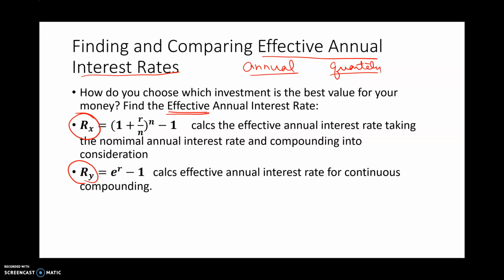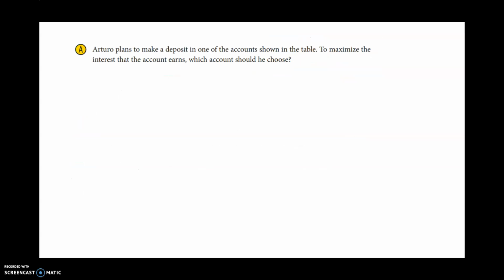Again, we need to be able to compare different investments. We want to find out effectively what our annual interest rate is, whether we're compounding once a year, several times a year, or continuously. So these are our equations. I'll pull them out here. You won't have to memorize them.